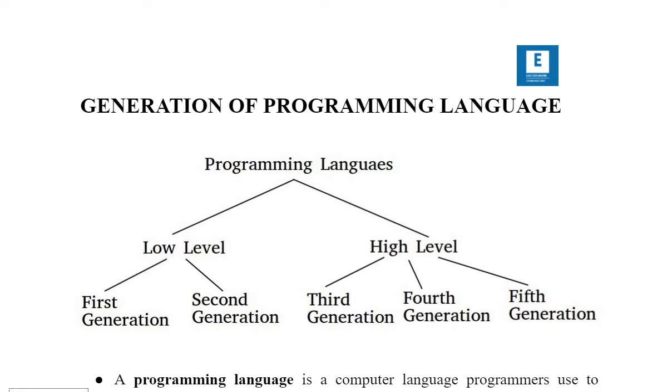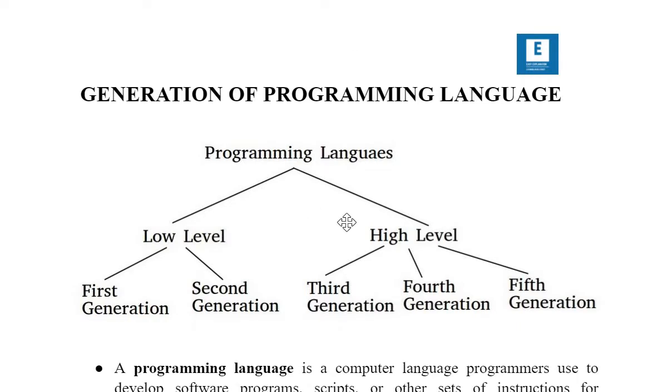So in this video tutorial, we'll be discussing the generations of programming language. This is one of the most important questions in C programming. Almost in every exam, one long question is asked: what are the generations of programming language, or define or describe low level and high level language. This is a very important topic for C programming, and it comes under unit 1.